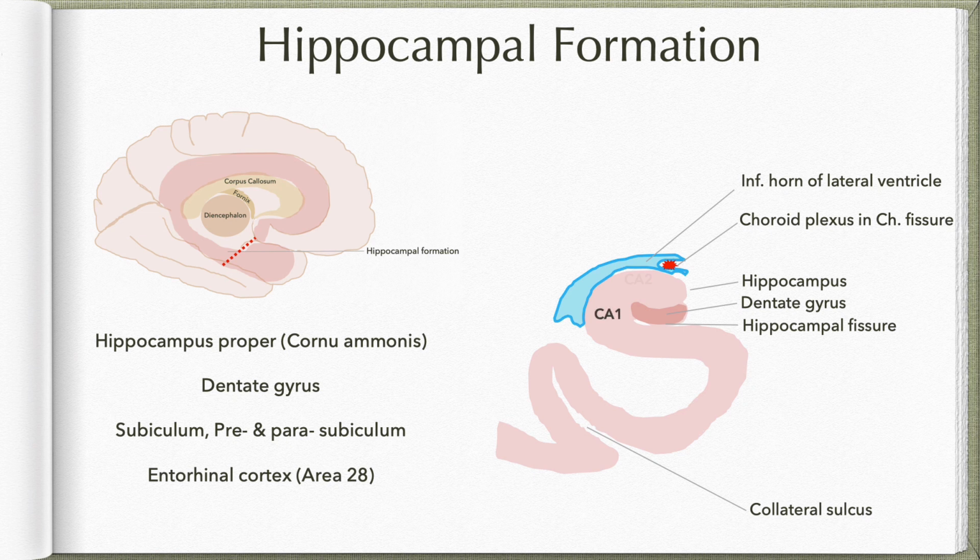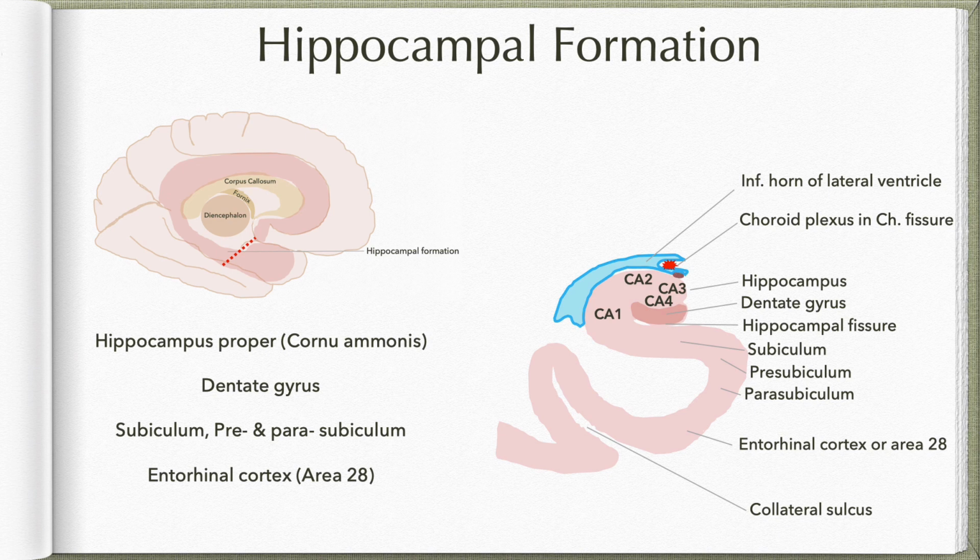Because it's known as cornu ammonis, there are 4 functional areas separated here. They are labeled as CA1, 2, 3 and 4, CA standing for cornu ammonis. As this cortex takes an S-shaped turn, we get the subicular complex areas, that is subiculum, presubiculum and parasubiculum. It will then continue on the inferior surface with the anterior end of parahippocampal gyrus, where it is going to be named as entorhinal cortex or Brodmann's area number 28.